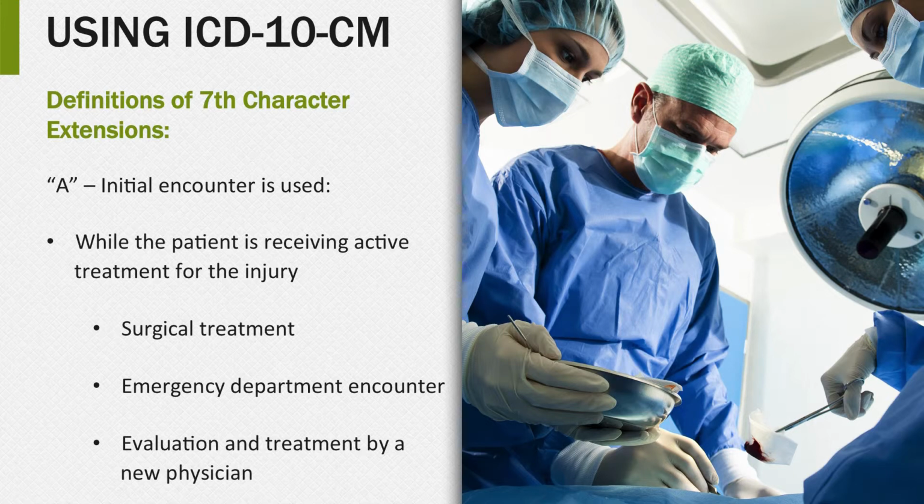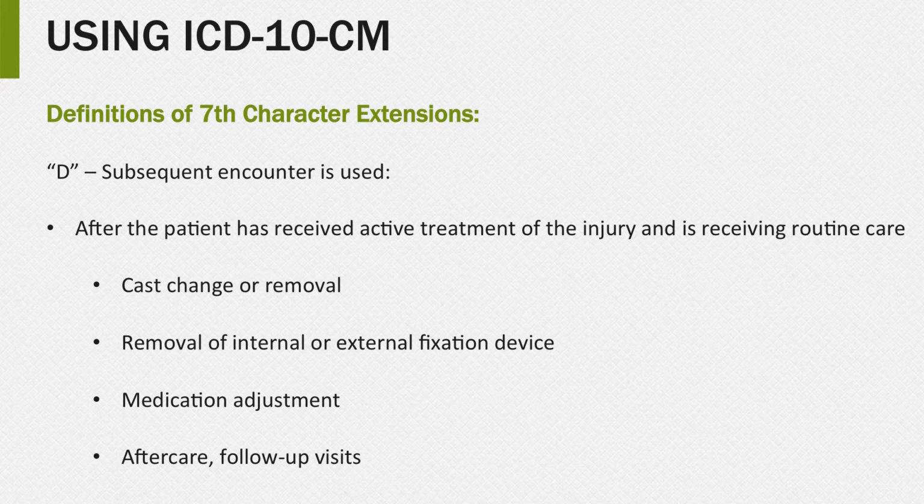The 7th character extension of A is used in the injury section to define an initial encounter. And we have the reasons here which actually describe it. It's really when the patient is receiving active treatment for the injury. And also, we could utilize A when an evaluation and treatment is provided by a new physician. D is for a subsequent encounter, for care that's provided after the patient has received active treatment. And here we see some examples such as a cast change or removal, or perhaps some aftercare or follow-up visits.